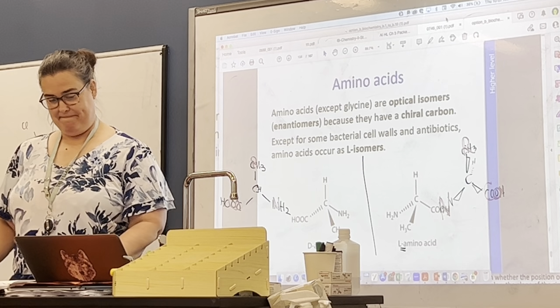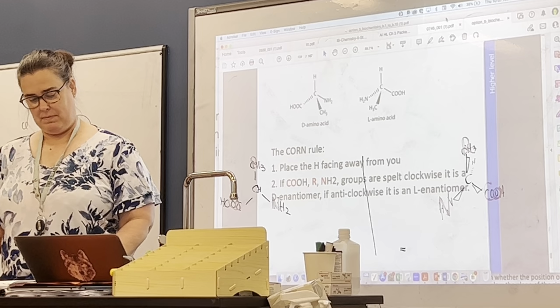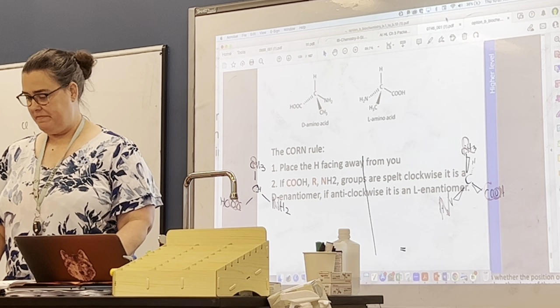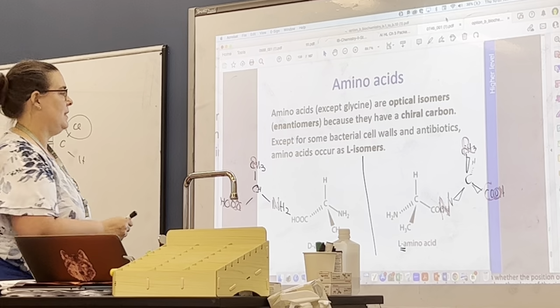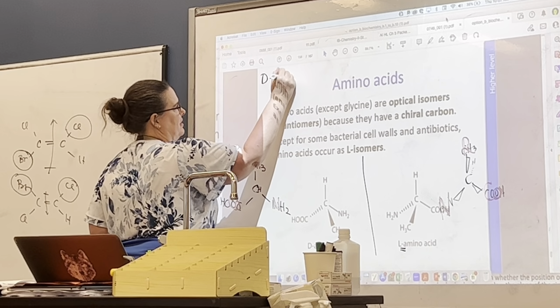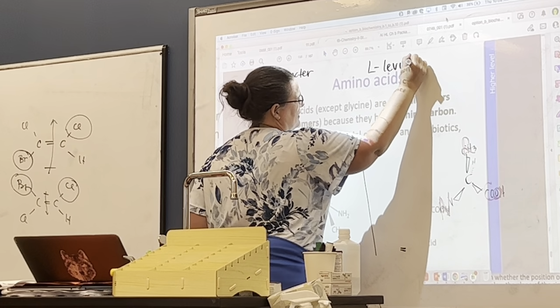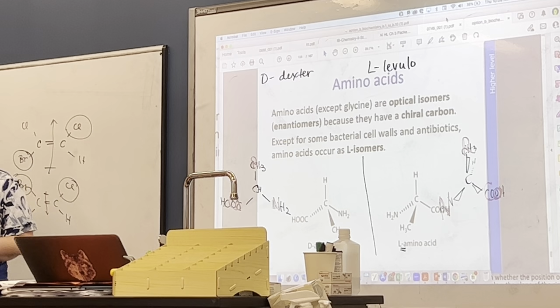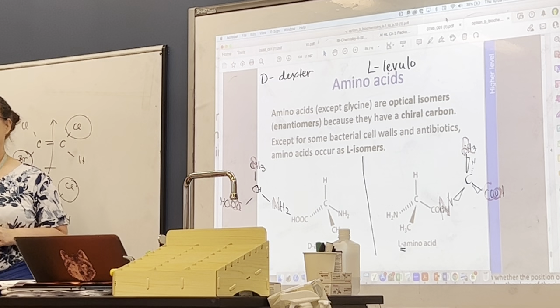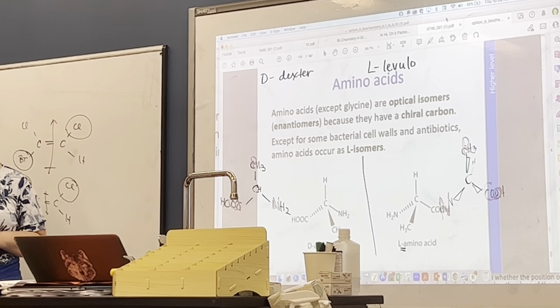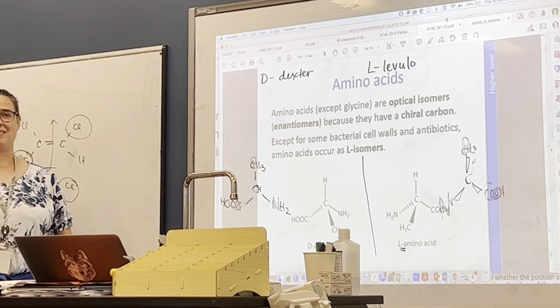Right to Pearson. What does that stand for? Levo. So D is for dexter, meaning right, and L is for levo, meaning left. If you were a super cool kid, you would know that a chemist would refer to glucose as dextrose, and might refer to fructose as levulose, using those words.